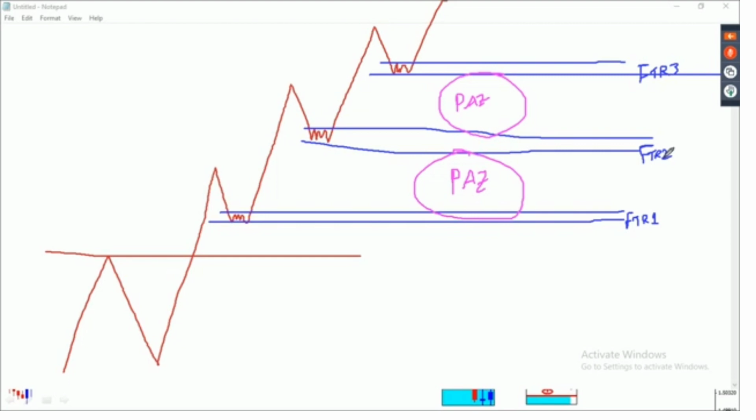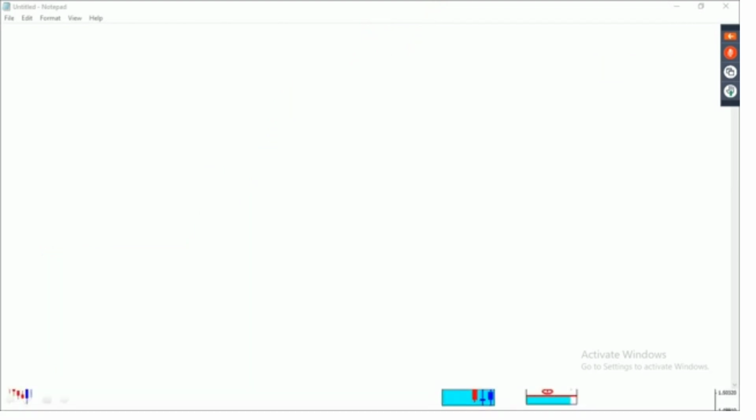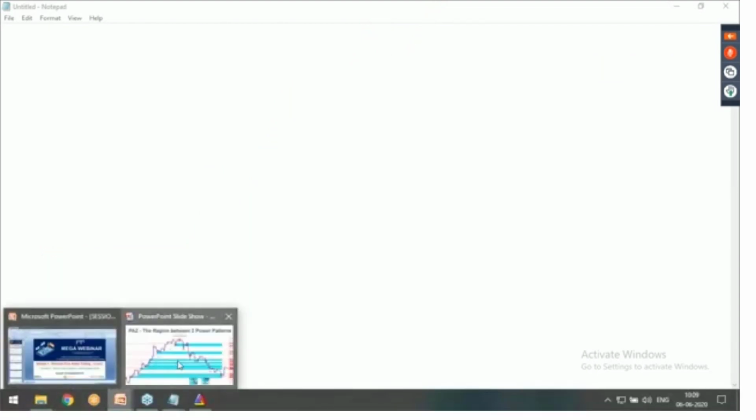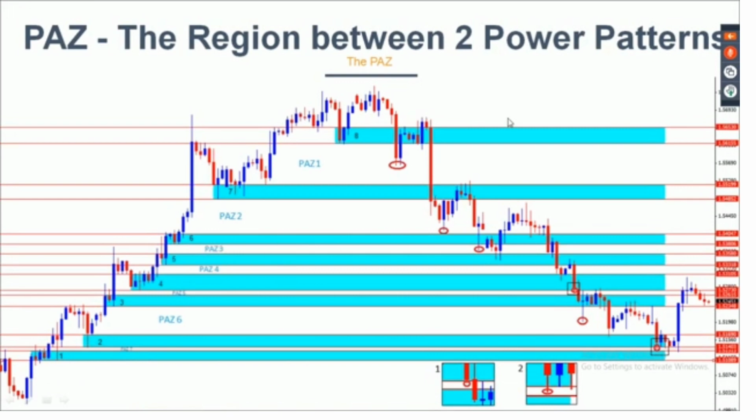When your trade fails, the price comes into PAZ. Everyone agree? Correct. Okay. And that's what is shown here. And once the price comes into PAZ, the opposite power pattern should dominate.